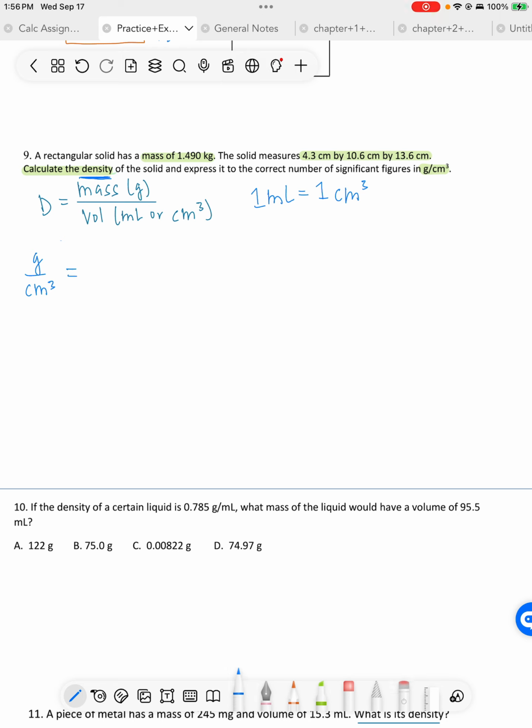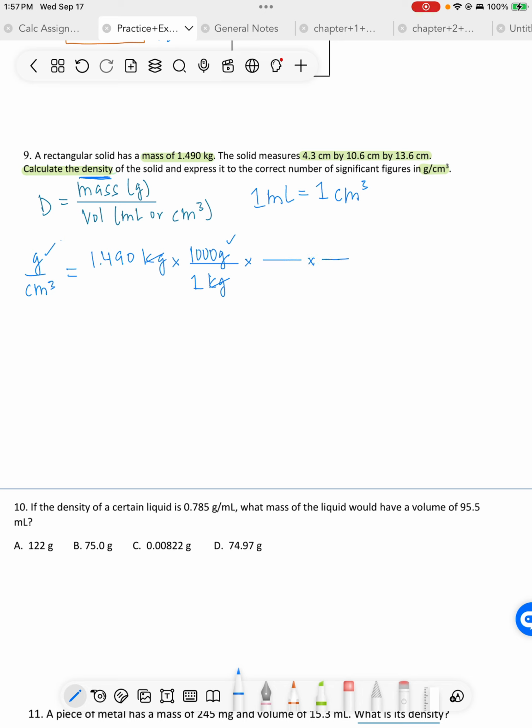Then we write down what's given to us, which is 1.490 kilograms. Okay, so we need grams on top. We have kilograms on top. We can get rid of that pretty easily. We know that in 1 kilogram, there are 1,000 grams. And now we have grams on top. We can cross off kilograms. And now we know we need centimeters on bottom.